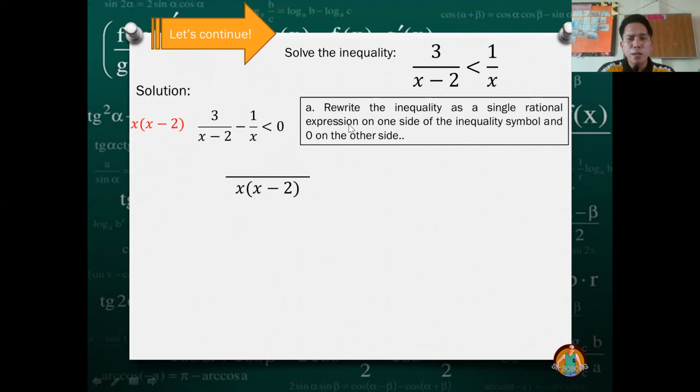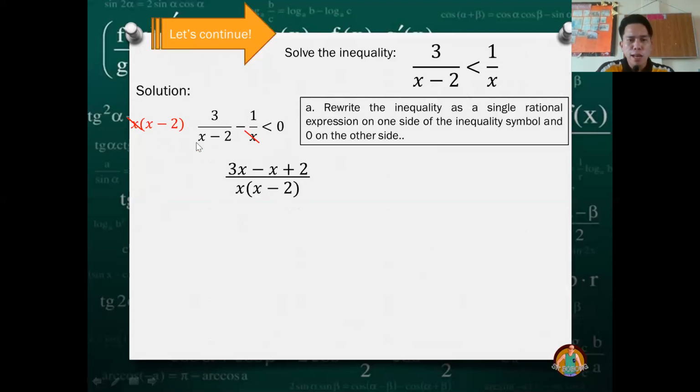So simplify natin para maging single rational. So 3 over x minus 2 times x minus 2. So cancel x minus 2, cancel x minus 2. So 3 times x will give us 3x. Okay? Next, yung minus 1 over x naman tayo. So, cancel x, cancel x. So, x minus 2 times 1 is x minus 2. So, since may negative, so minus mo siya. So, negative times x will give us negative x and negative times negative 2 will give us positive 2. That's why we have negative x plus 2.